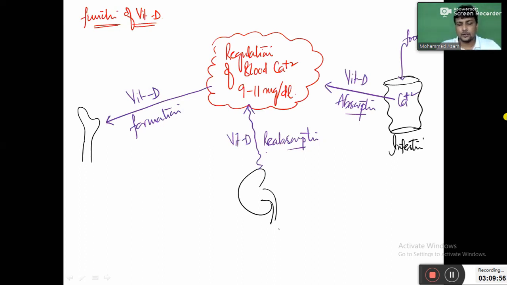With the help of this one diagram, it will be easy for us. For the long term you can remember the functions. This diagram will somehow get printed in our mind: intestine, bone, and something like that. Instead of learning just in paragraph form what the functions of vitamin D are, this is the best way. Vitamin D helps in the regulation of blood calcium, to absorb the calcium from the intestine, deposit the calcium in the bones, helping in bone formation, and then reabsorption of calcium from the kidney. Is it okay?